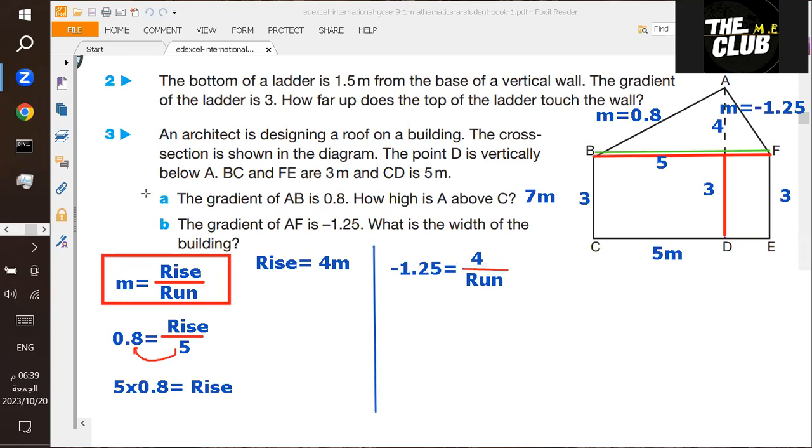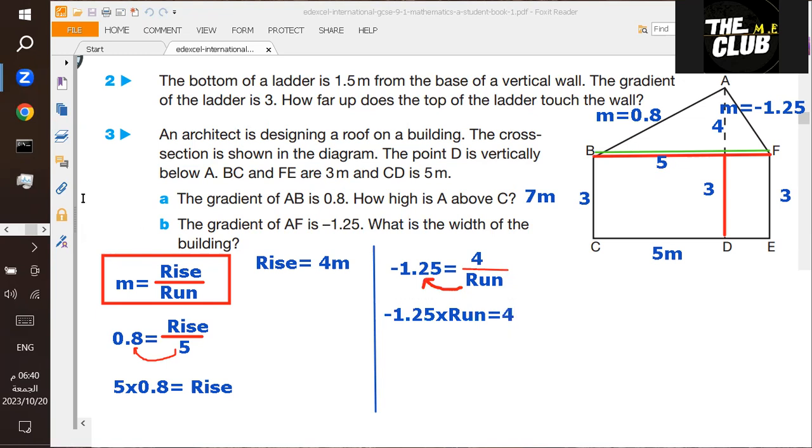Now I need to find the run. To find the run, I need to make the run alone. When I have a fraction, we can't remove the 4 from up here. I have to take the run first, so we take the run to the other side, multiplying. So I'll have minus 1.25 multiplied by run equals 4.